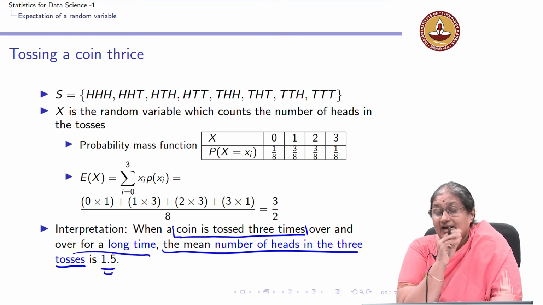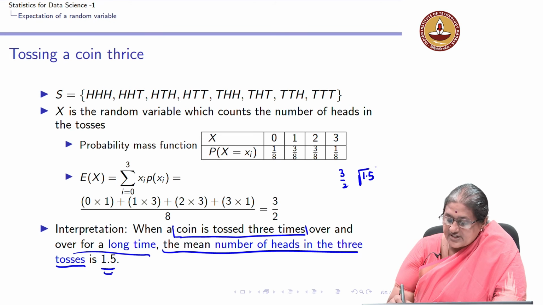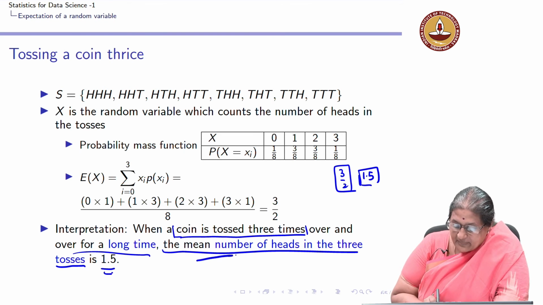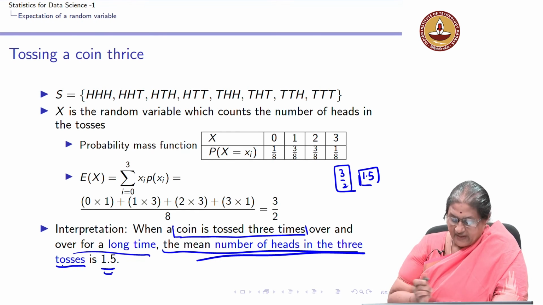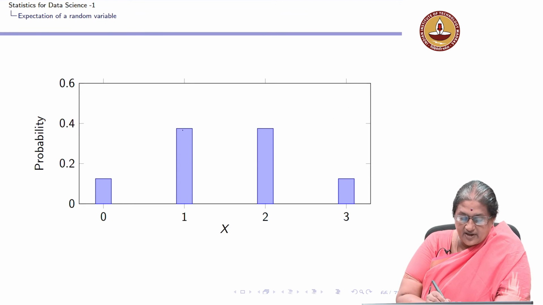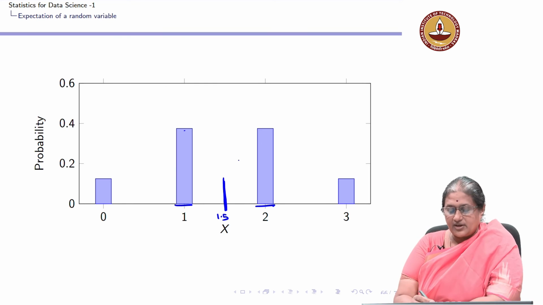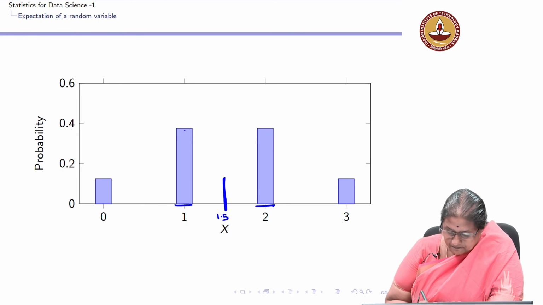It does not mean, and I should not interpret it as, that the number of heads would be 3 by 2 or 1.5. This does not make sense, but the mean number of heads in 3 tosses is 1.5. Now, again going to the probability mass function, I know that this was symmetric, and you can see that the mean is somewhere here, which is 1.5. This is 1, this is 2. These two are the same, and you can imagine that this acts like a fulcrum which balances the mass.